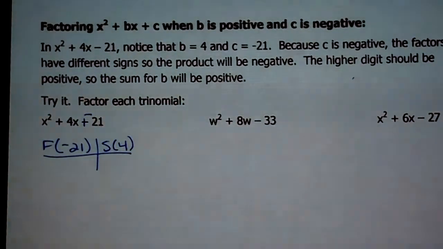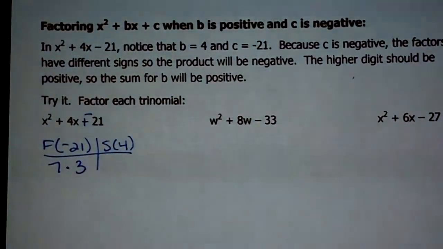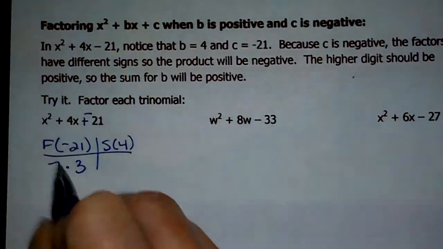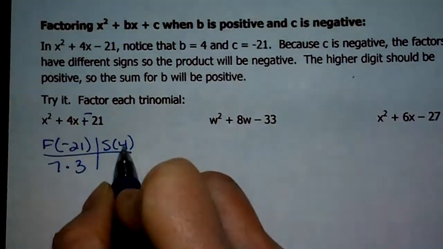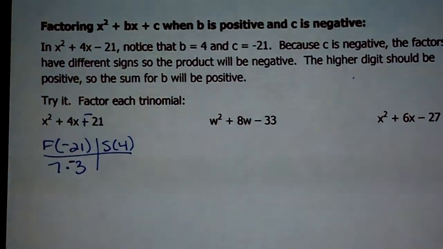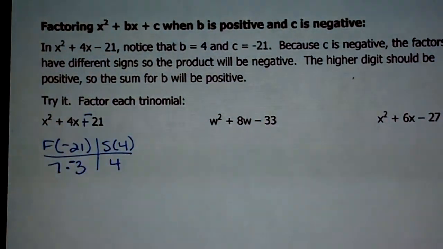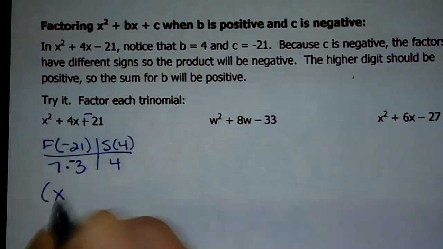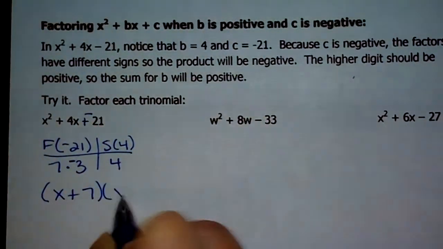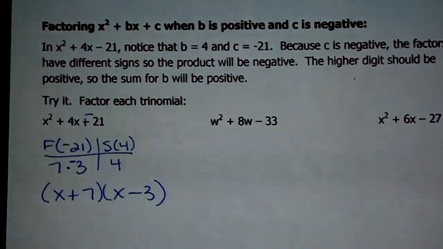7 times 3, that's 21, right? Now, the higher digit is 7, the lower digit is 3. Since I want a positive result, I'm going to put the negative sign with the 3. So 7 times negative 3 is negative 21, right? And a positive 7 plus a negative 3 is a positive 4. So my resulting expression for this, I'm going to have one of each. I'm going to have a positive, and I'm going to have a negative. And if you wrote x minus 3 first and x plus 7 second, it doesn't matter. It's okay. And if you wrote plus negative 3 instead, that is also okay. But if you put two addition signs in there, that's not okay.